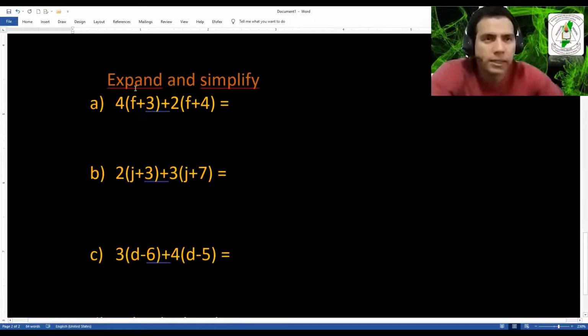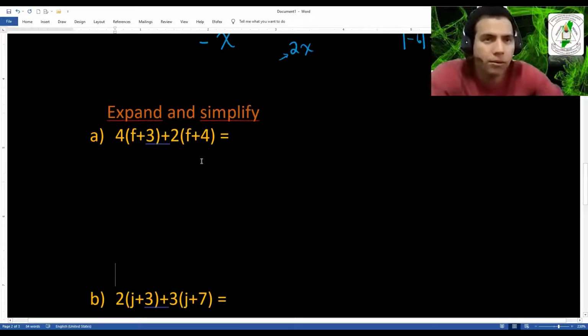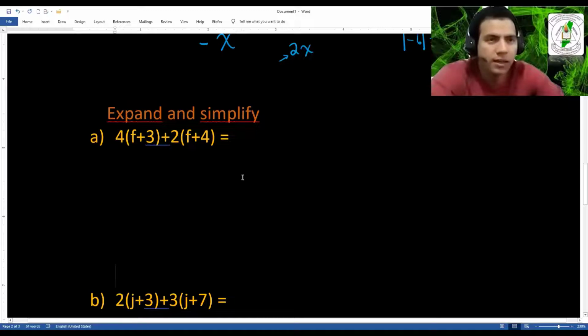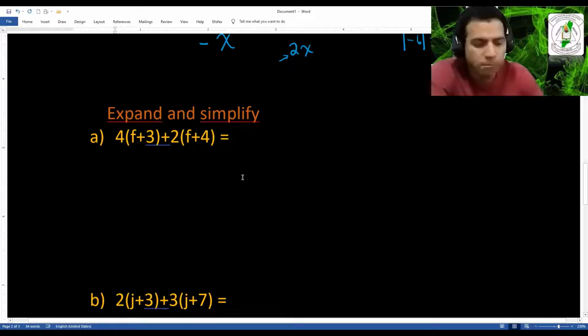Now we want to expand and simplify. In this example here, we will apply the rule that we learned previously and the concept of simplification to expand and simplify. So once again, we will expand using distributive law, 4 times f and 4 times 3. So 4 times f plus 4 times 3. Now we go to the next bracket, 2 times f and 2 times 4.